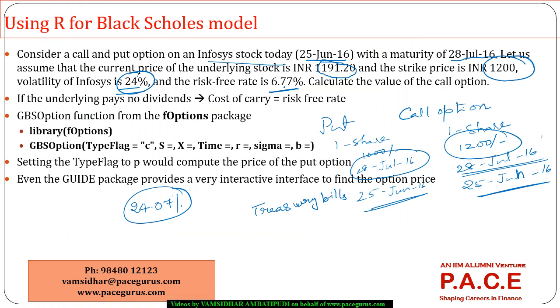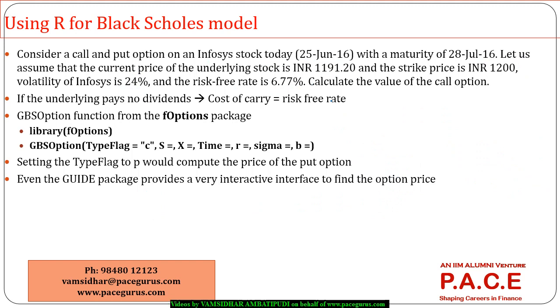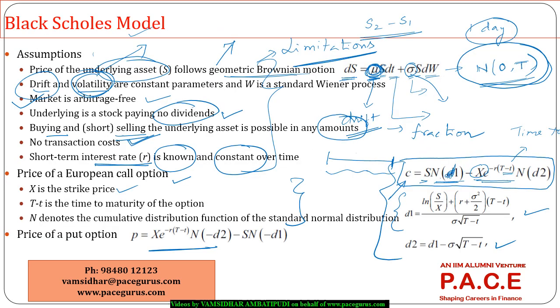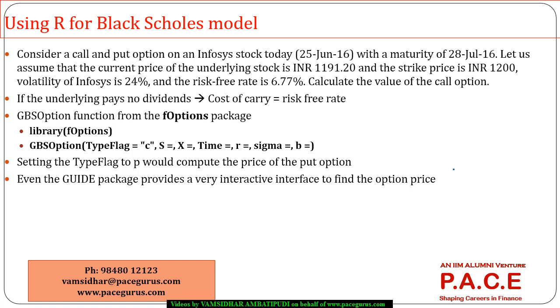So what all information does it require? In R, if I have to compute, or even using this formula, the price of the option, there are 5 major things that I really require. One is the current stock price, the current spot price. In this case, it is 1191.2. I want to know the strike price denoted by X, which is the price at which the buying or selling will happen at a later date.